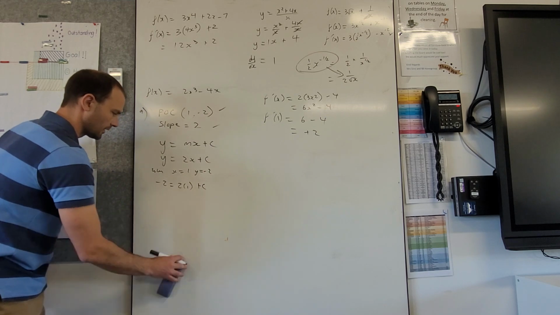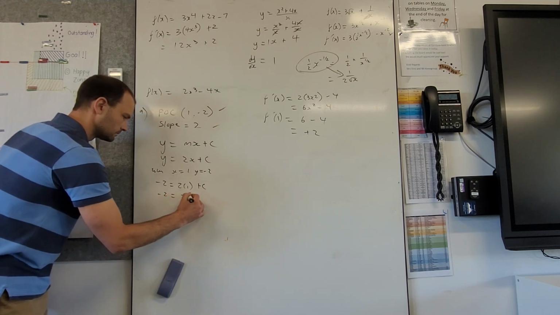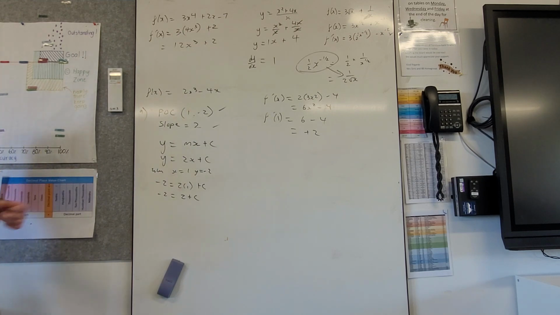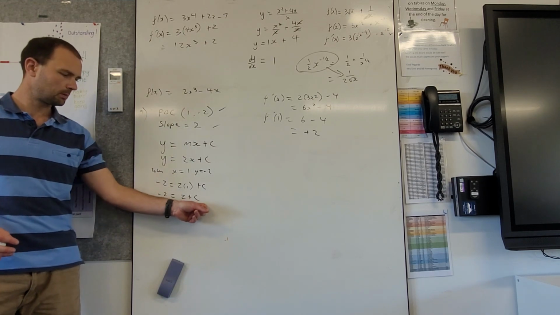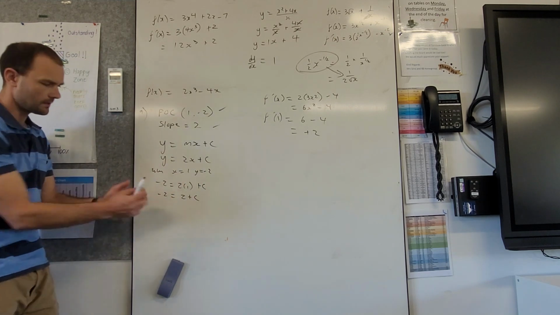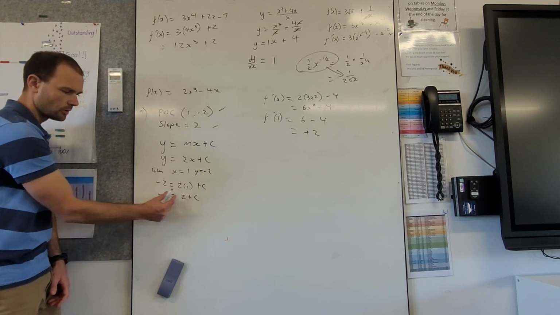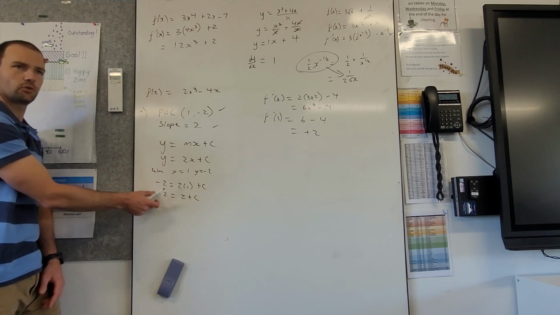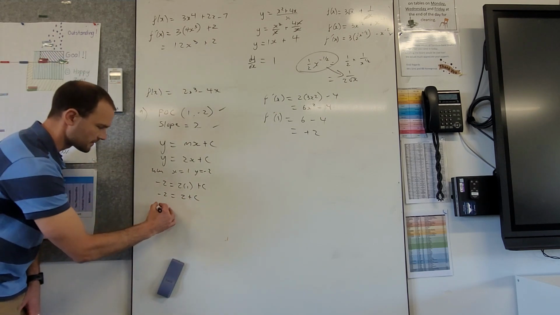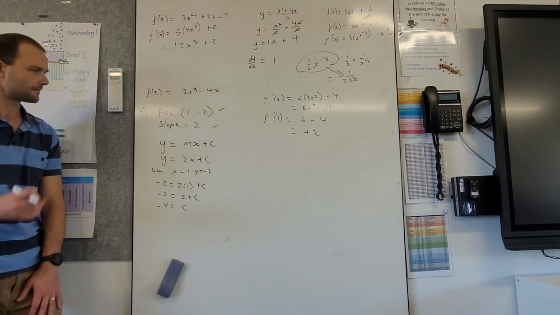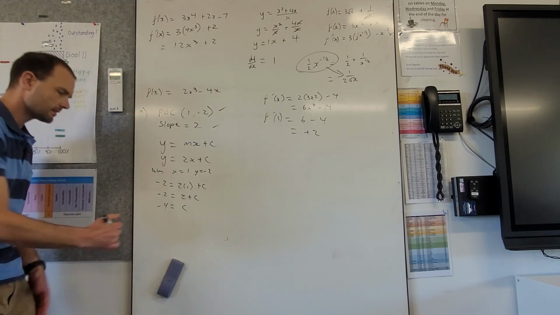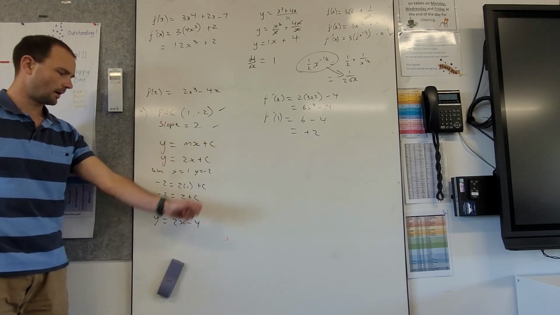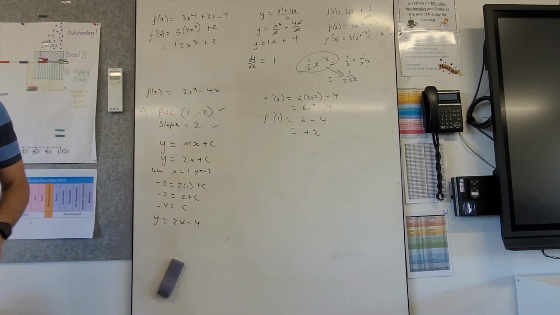I'll talk about what I'm doing there, solving the equation. We've got minus 2 equals 2 plus c. To get c by itself, we need to subtract 2 from both sides. So we'll take away 2 here. That means we're going to have minus 2 take 2, minus 4. C is minus 4, which means the equation of the tangent is y equals 2x take away 4. Beautiful.